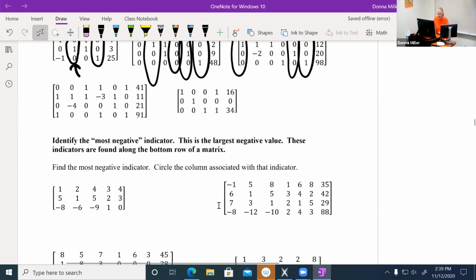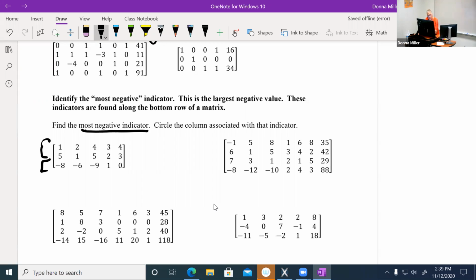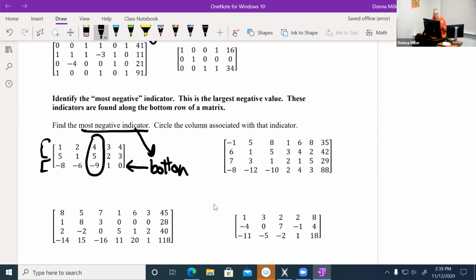To figure out your pivot point, is that what they're doing with you guys? You need to find a pivot point. These are your constraints, and this is your objective. All the objectives should be negative with the 1. To find the one that you want to pivot, the first thing you have to do is find the most negative indicator. That means on the bottom row, find the most negative number. In this particular case, that's the most negative number, so that's my pivot column.